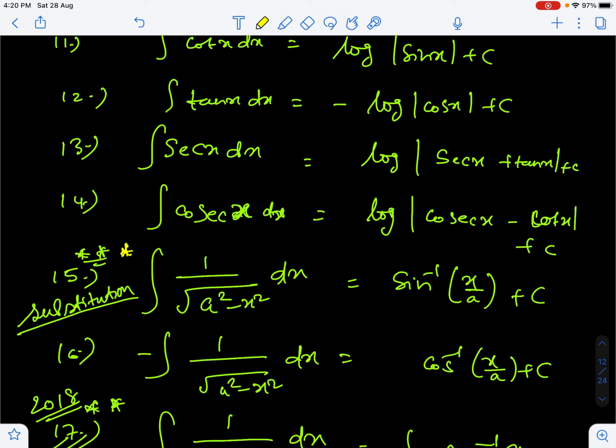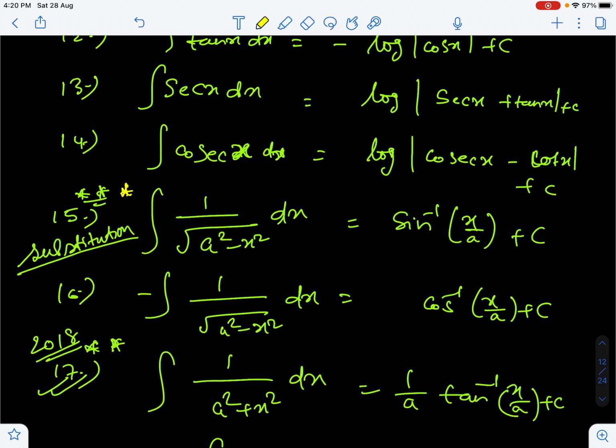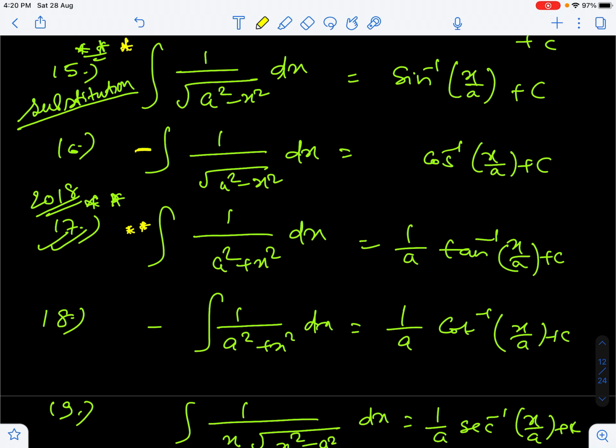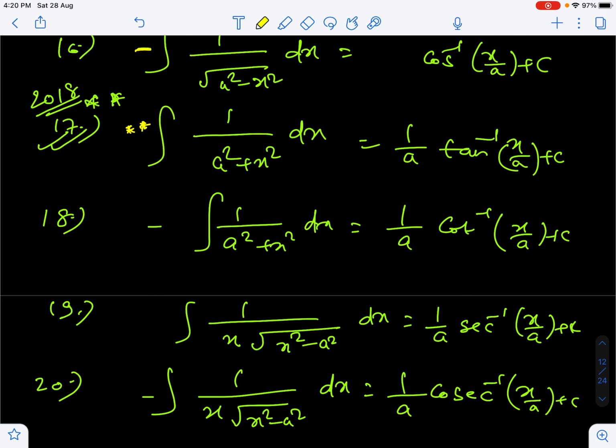So integration of 1 by under root a square minus x square dx is equal to sine inverse x by a. If minus comes outside, minus 1 by under root a square minus x square is cos inverse x by a. Now integration of 1 by a square plus x square. This question is many times asked by JEE. So this is 1 by a tan inverse x by a, minus of integration of 1 by a square plus x square dx is equal to 1 by a cot inverse x by a plus some constant.